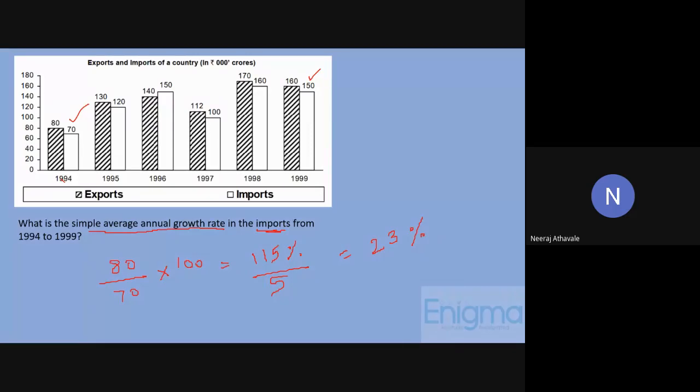This is a bit tricky. Generally, such questions will not come to you. Such questions generally come in CAT. But just keep in mind how to do it. Why 5 in the denominator? That is the gap in years, 1999, 99 minus 94.